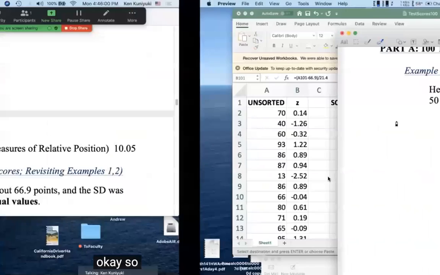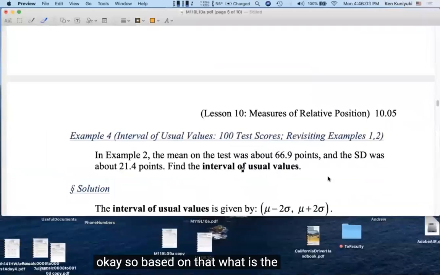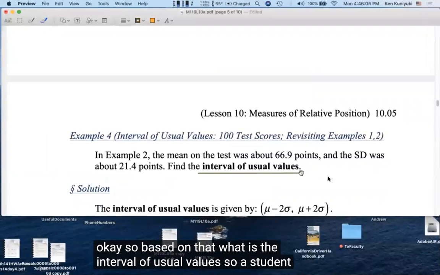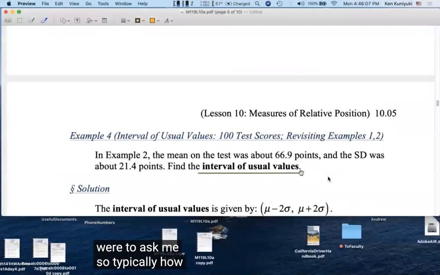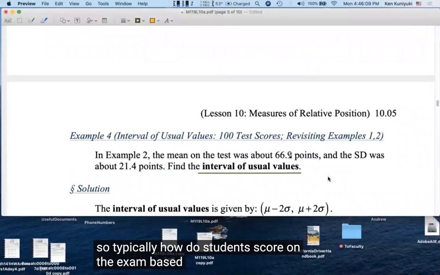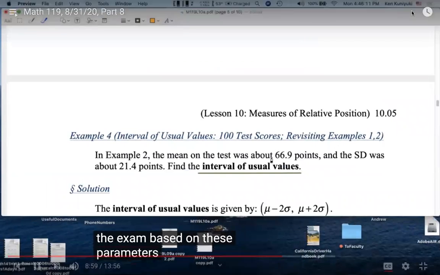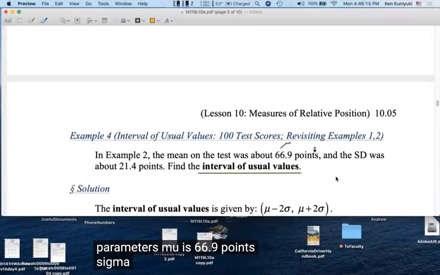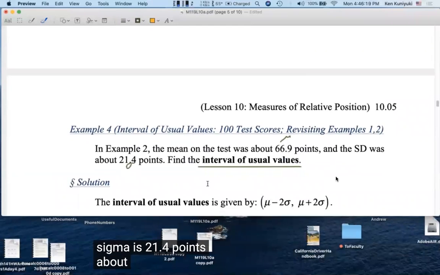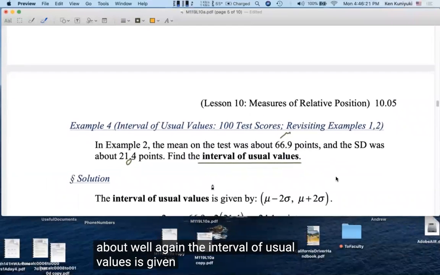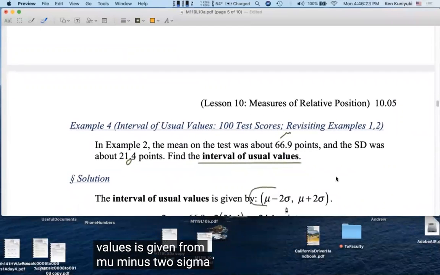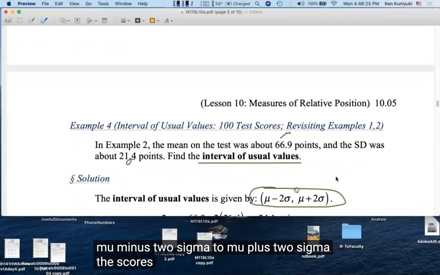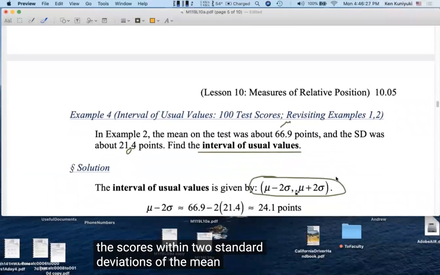Okay, so based on that, what is the interval of usual values? If a student were to ask me, typically, how do students score on the exam? Based on these parameters, mu is 66.9 points, sigma is 21.4 points. Well, again, the interval of usual values is given from mu minus 2 sigma to mu plus 2 sigma. The score is within 2 standard deviations of the mean.